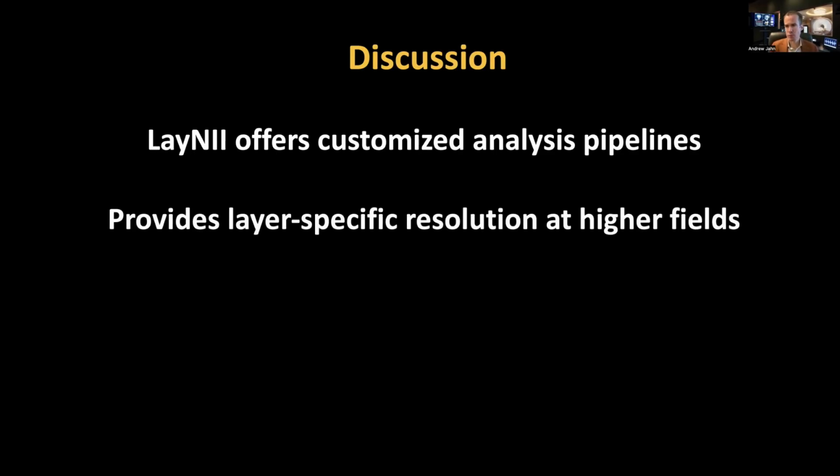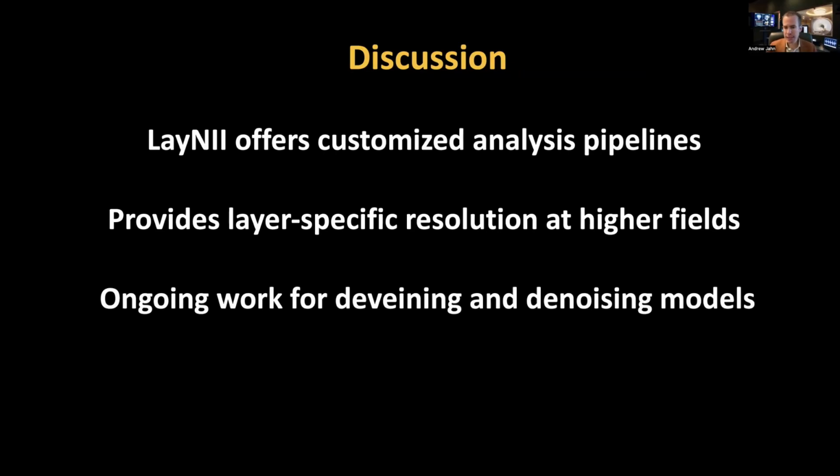At higher fields, the bonus of all this, why we would go through all this trouble, is you should be able to get layer-specific resolution at higher fields, and possibly even at lower fields like 3 Tesla. That remains to be seen. But at 7 Tesla and above, if you adequately control for these sources of noise, and the segmentation is accurate between gray matter, white matter, CSF, this should give you a much more localized picture of which layers are activated during the task, for example.